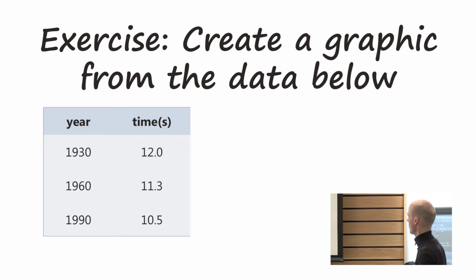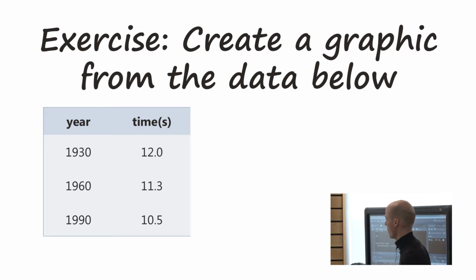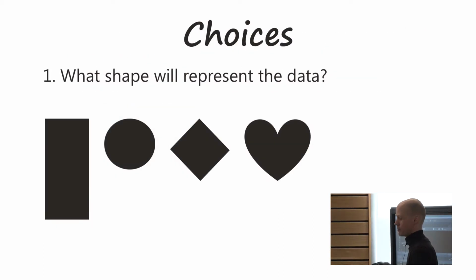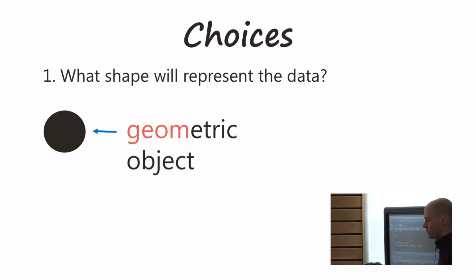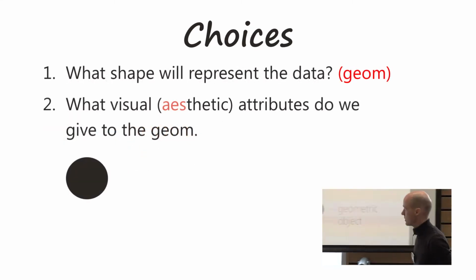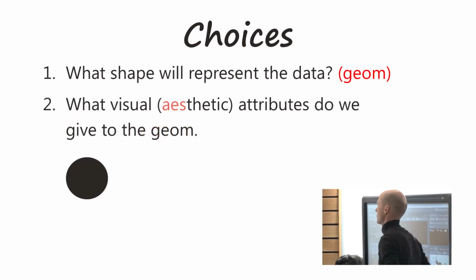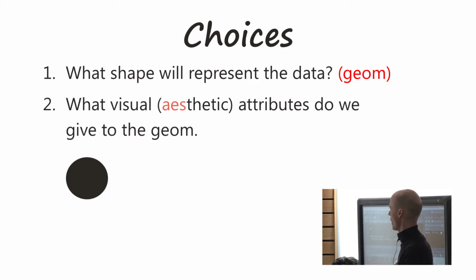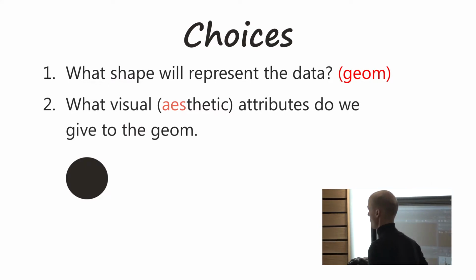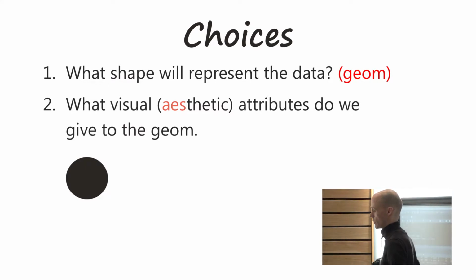The point of this exercise was to demonstrate what we're doing in ggplot and the choices we make. The first one is perhaps what shape will represent the data. So you could have a bar, or you could have a point, and that is the geom. When we're typing, we'll refer to different geoms, and that's the geometric object. But the second choice is what visual, and in brackets aesthetic, attributes do we give to the geom? So what do we do with our point?